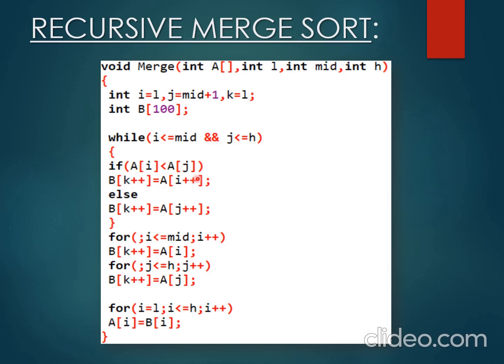If a of i is less than a of j, we take the value of a of i into b of k, which is another array, or else we take the a of j element into b of k. If there are any elements left after the merging, those elements are also sorted in the previous algorithm, so they are passed directly into the B array. So if there are any elements left in the array A of i, those elements will be passed into B, or else if any elements are left in A of j, those elements will be passed into array B.